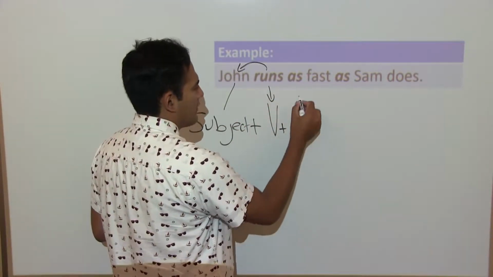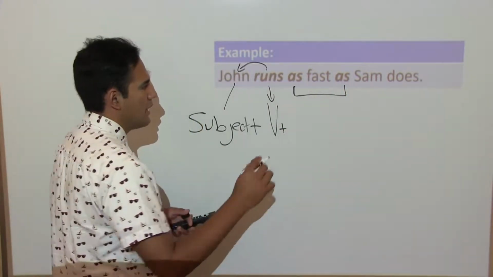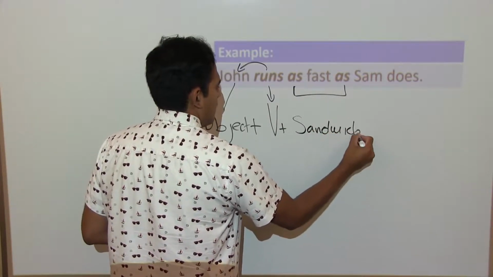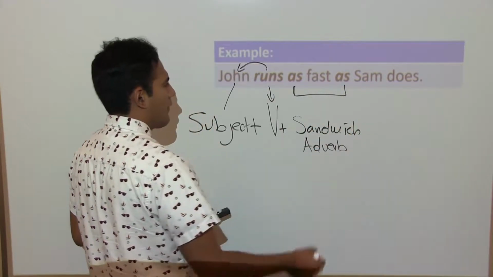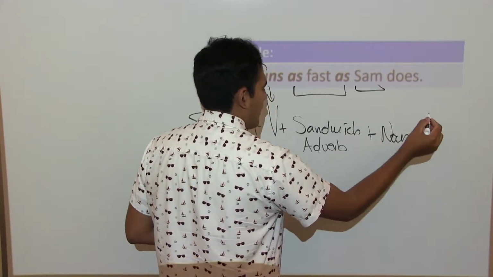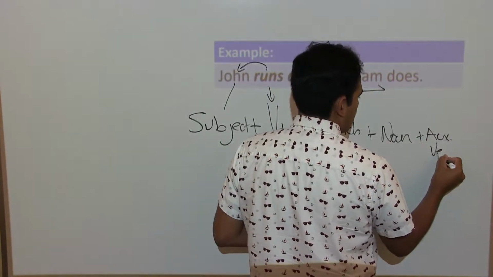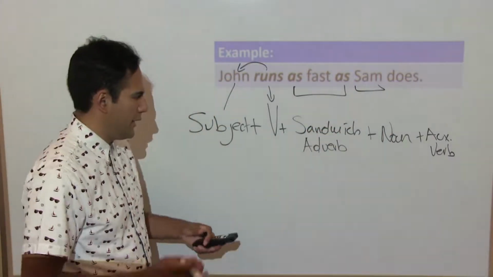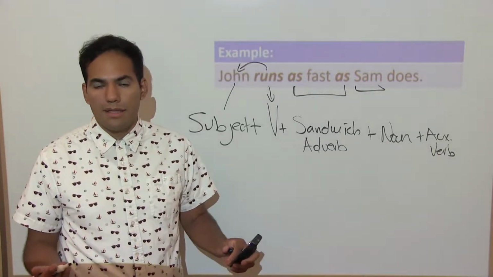The second thing is we have the sandwich, and we've seen this before when using adjectives, where we have our sandwich and we have our adverb in the middle. Okay, the next thing we have is our noun and our auxiliary verb. We use that in English, but in Spanish it's not going to work the same way. So this is our basic construction and how to compare equality using adverbs.